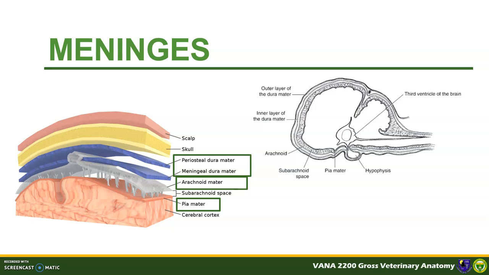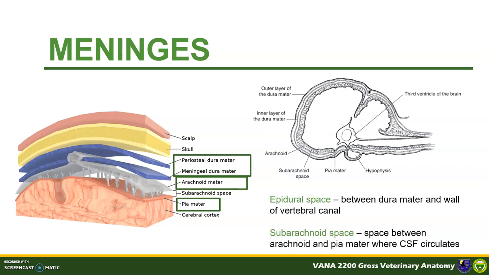Remember, it forms the falx cerebri between the two cerebral hemispheres and the tentorium cerebelli between the cerebrum and the cerebellum. Please note that in the brain, there are two layers of dura mater as shown here. However, in the spinal cord, there is only one layer present. In addition, it is also important to know the spaces present.